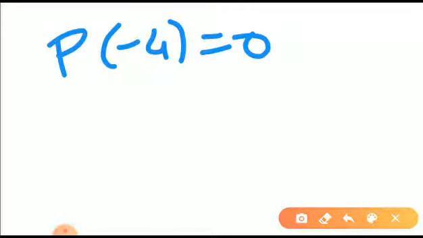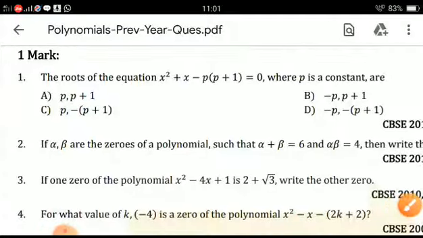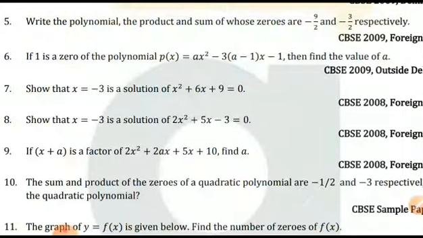So now what to do? Just substitute the value of x as minus 4 wherever you have x, equate that to 0 and find the value of k. So that one you have to do. Each and every question you have to do, but I am just explaining how you have to do it. It should be written in your notebook.